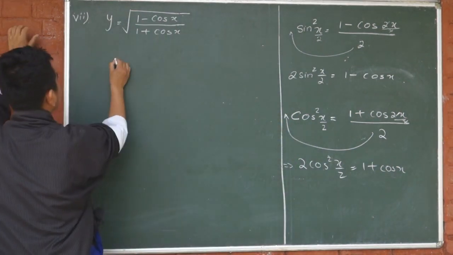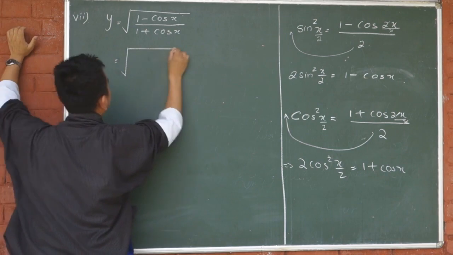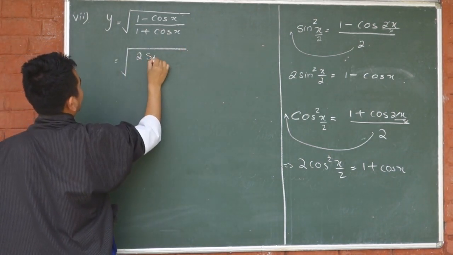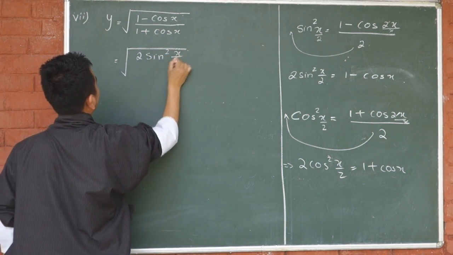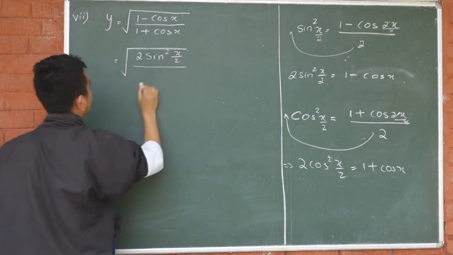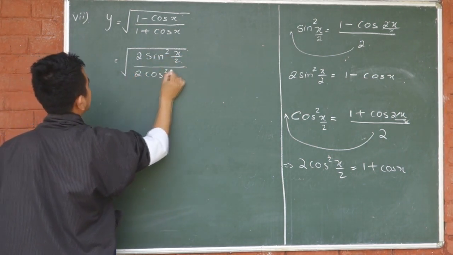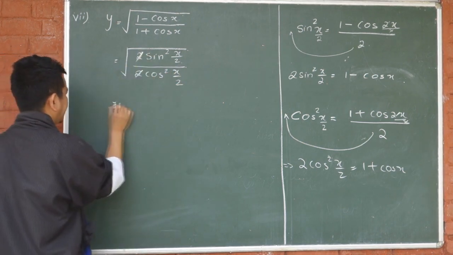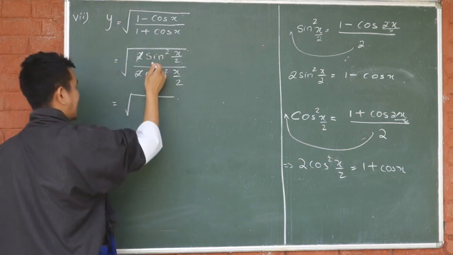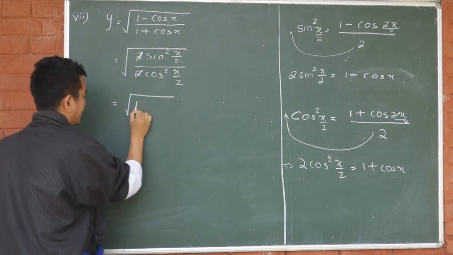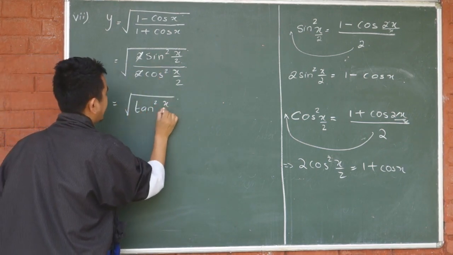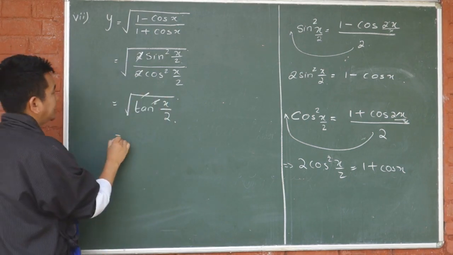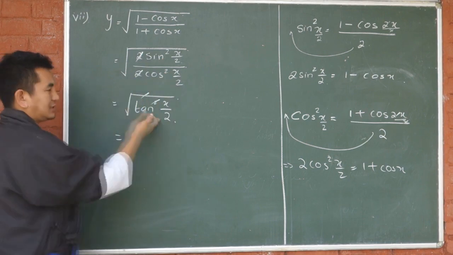So, this question, I can write as: what is 1 minus cos x? 1 minus cos x is 2 sin square x by 2, and then 1 plus cos x is 2 cos square x by 2. So definitely the 2s will get cancelled, which is equivalent to root of sin square by cos square, which is tan square x by 2. Square and root will get cancelled.